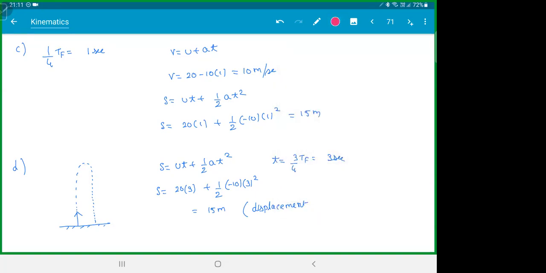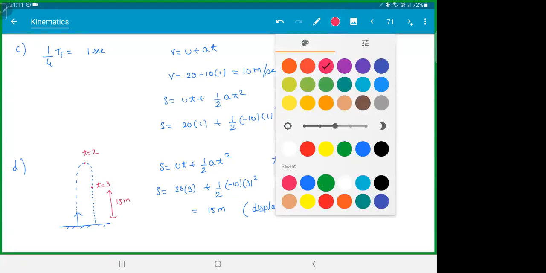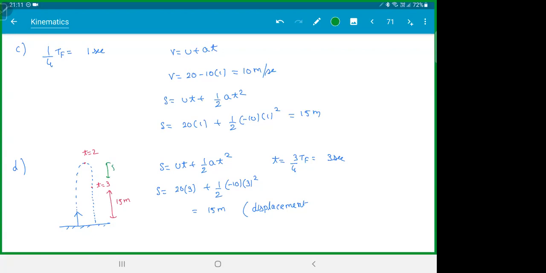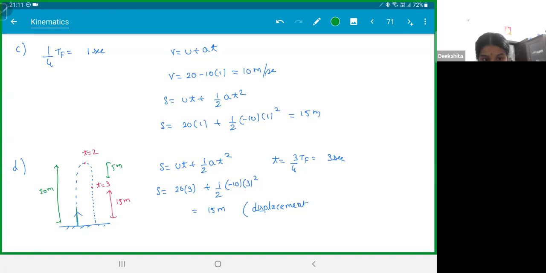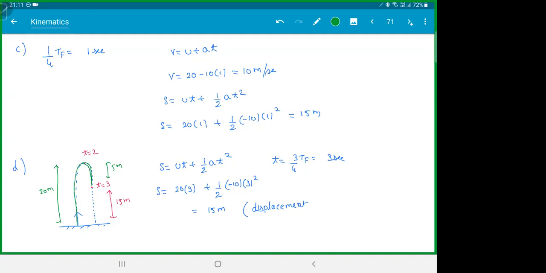Observe this: time of ascent is 2 seconds. So t equals 3 will be somewhere here. The displacement is 15 meters, and I know the total height is h max, which is 20 meters. So this part is 5 meters. What's the distance traveled? 25. You went up 20, then you came down 5. This is your distance. So be careful, don't say it is 15. Clear? Check this out. Easy one.